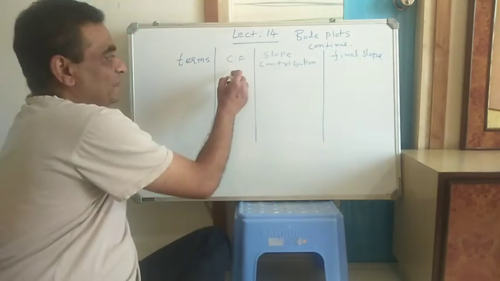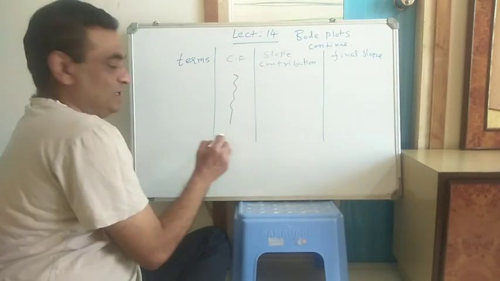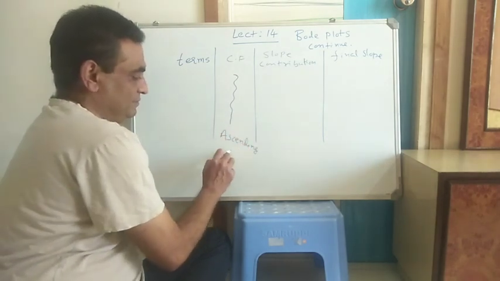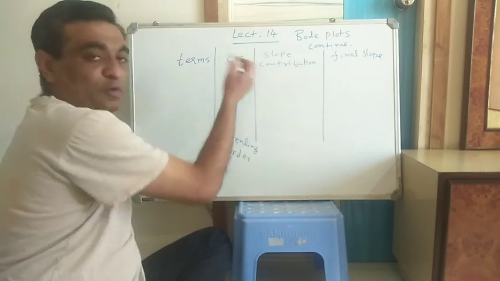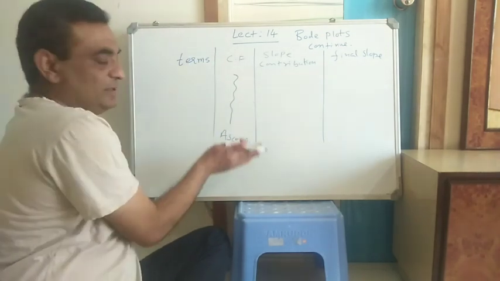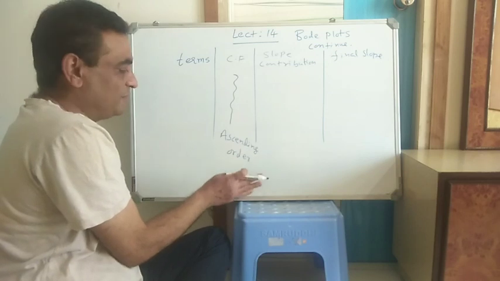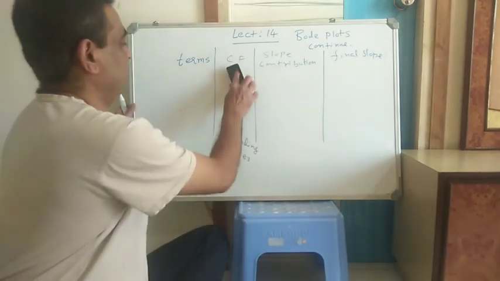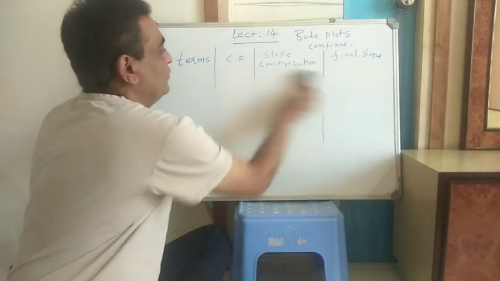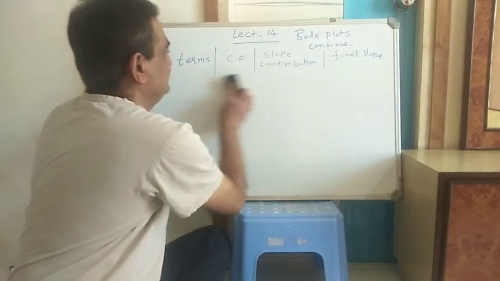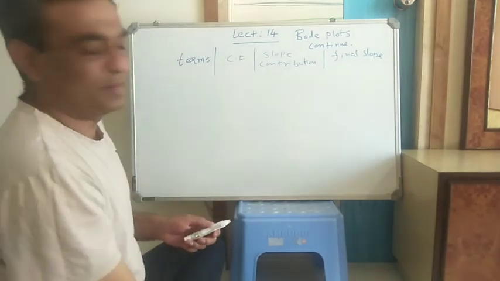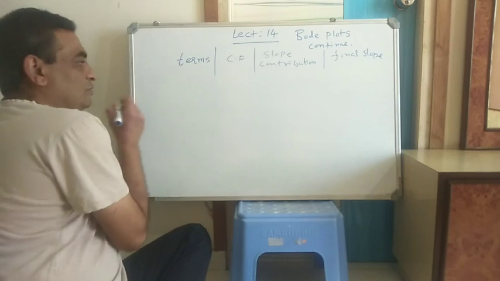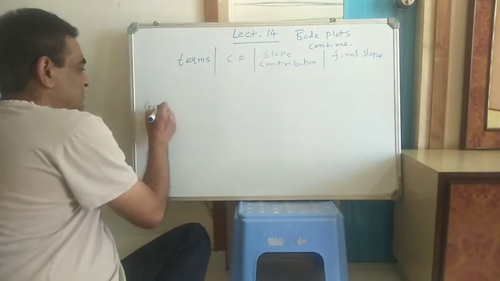Note that these corner frequencies should be in ascending order. So the lowest corner frequency is at the top, and the largest corner frequency is at the bottom. So, for example, let us see one example and then we will prepare this table.